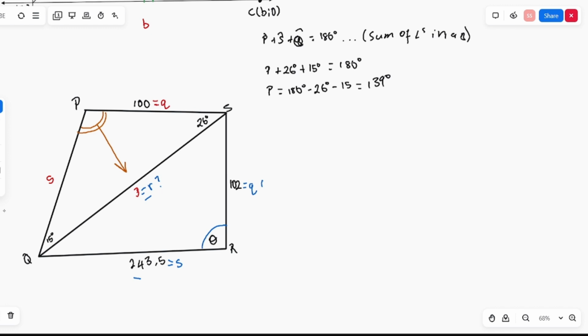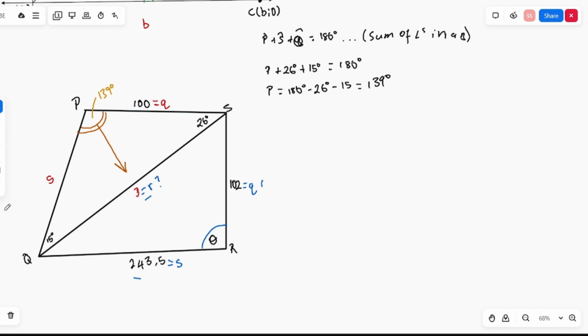So once you find this 139, you go back to your diagram and highlight that this angle is 139. And then we can simply use our sine rule to find our side QS or PR, you see.